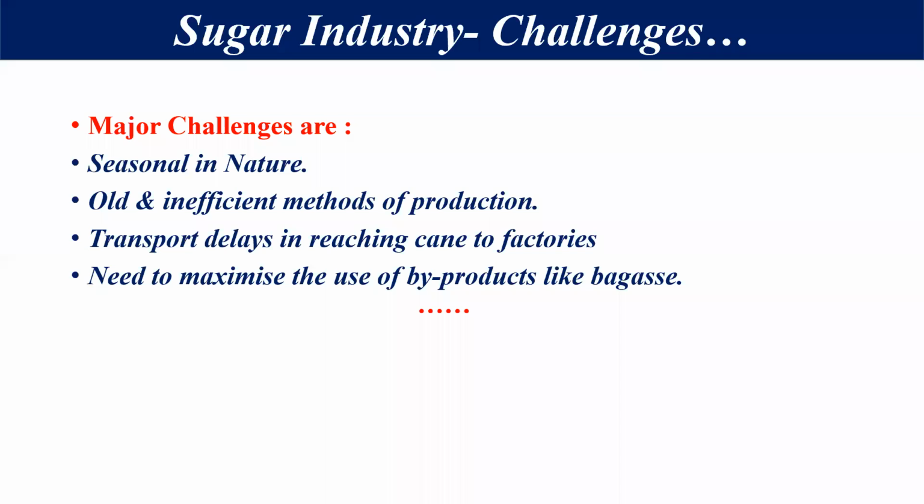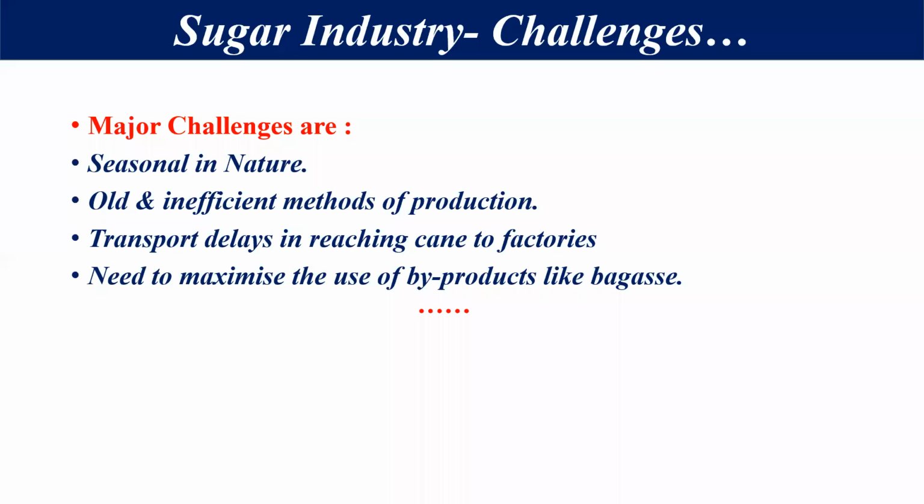Second is old and inefficient method of production. Due to this thing, there is a low output. So that's why it is a most important problem. Delay in the transport for reaching the sugarcane to the factories. This is the most important, and we have discussed that the sugarcane must be processed within 24 hours after the cultivation. If there is a delay in the transport, it means that the sucrose content is going to decrease. So this would be the most important problem.